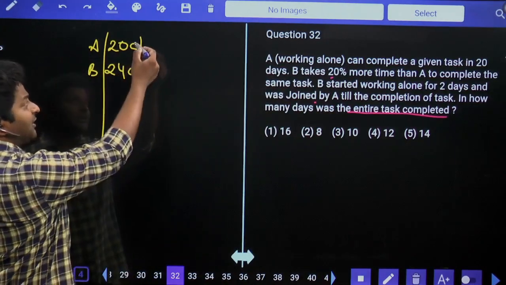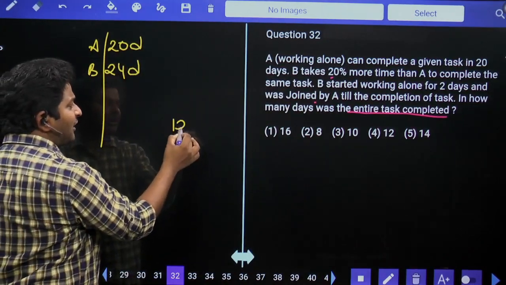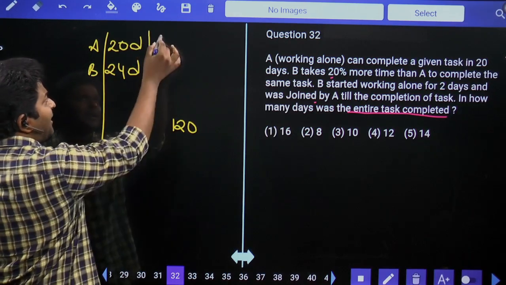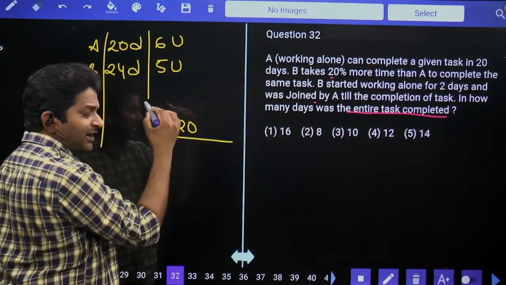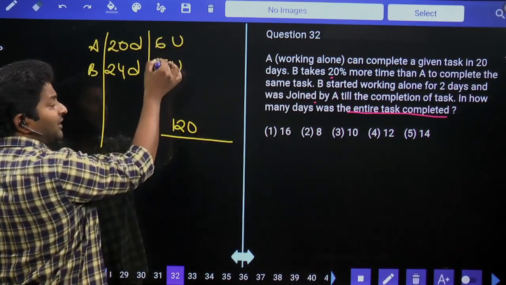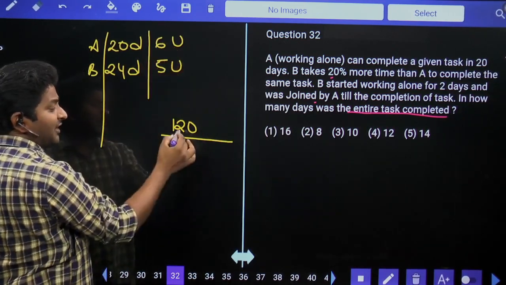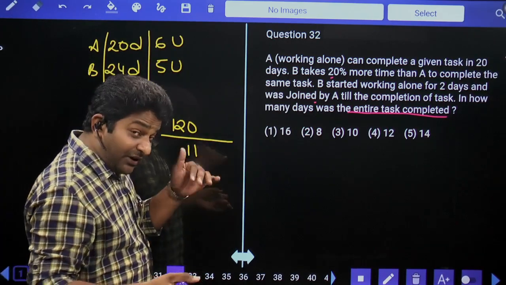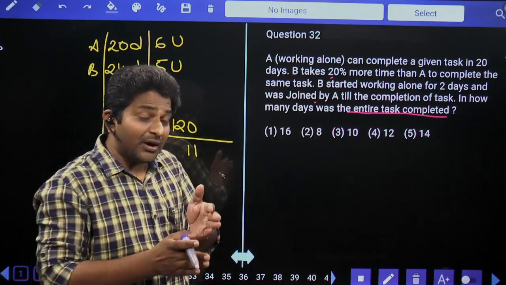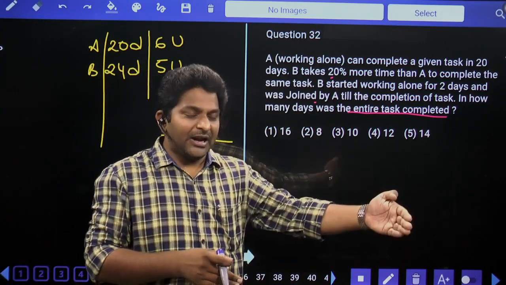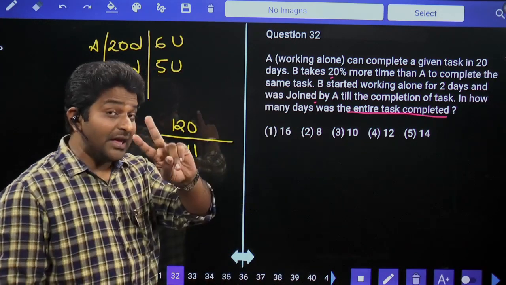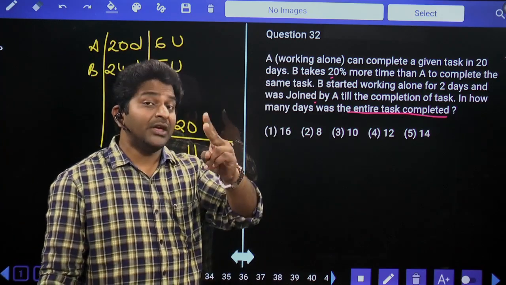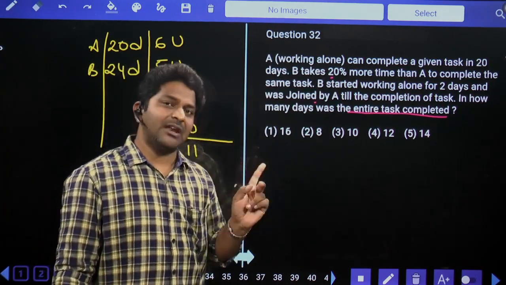Let's use the units method. LCM is equal to 120. A per day can do 6 units, B per day can do 5 units. Can we directly divide the total number of units with the work done by A and B together, that is 11 units? If at all A and B are working right from the beginning till the end of the work, then definitely we can divide this with 11. But A is not there for the first 2 days. If A is there for the first 2 days, then we can divide.